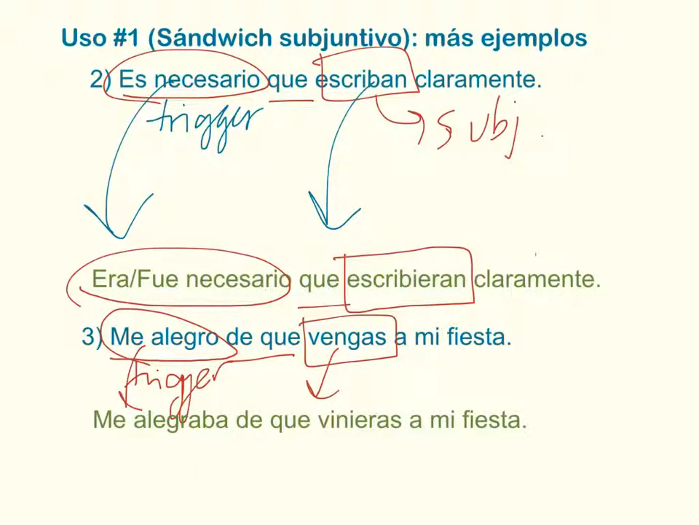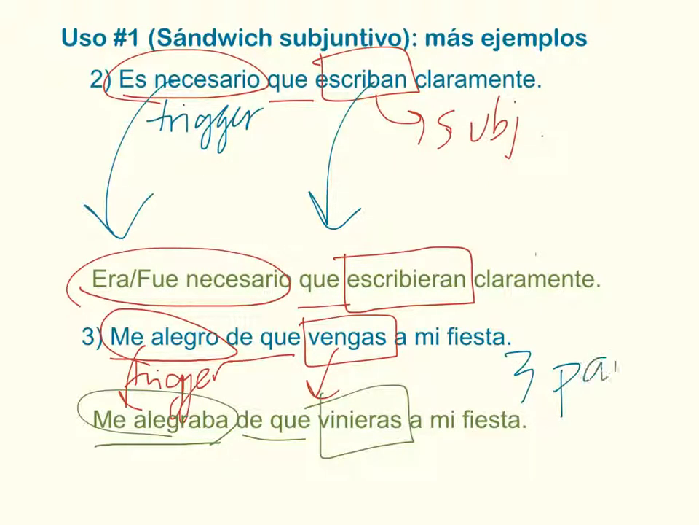So this sentence turns into me alegraba. I would probably use the imperfecto. The de que stays the same, and then vinieras is going to be the subjunctive. So you should still see here that you still have the three parts, the same ones we had in the sandwich subjuntivo: the trigger, the que, and then the subjunctive.